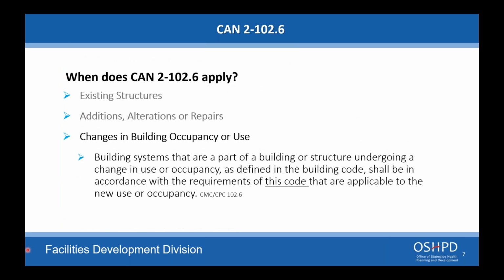So, a change in building occupancy or use. Building systems that are part of a building or structure undergoing a change in use or occupancy, as defined in the building code, shall be in accordance with the requirements of this code. So if you're changing the occupancy or use of a building or a significant portion of a building, you do have to meet current code requirements. This is primarily for the systems like mechanical, plumbing, and electrical systems of the building.